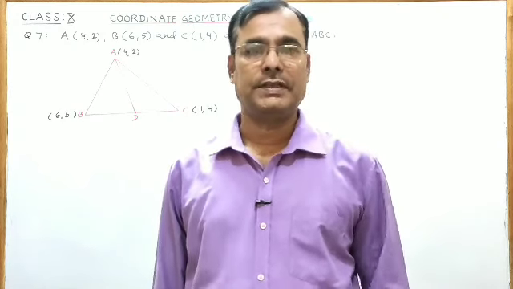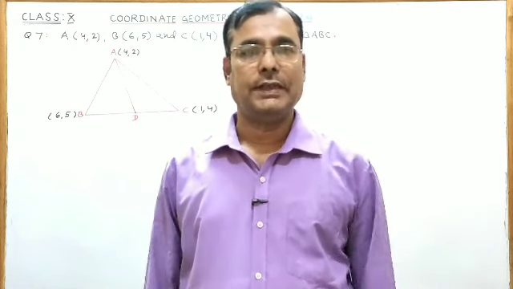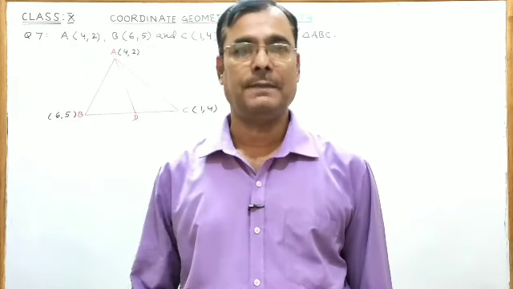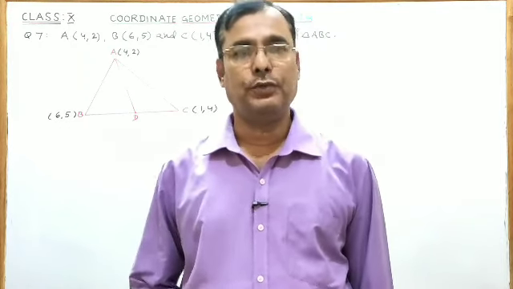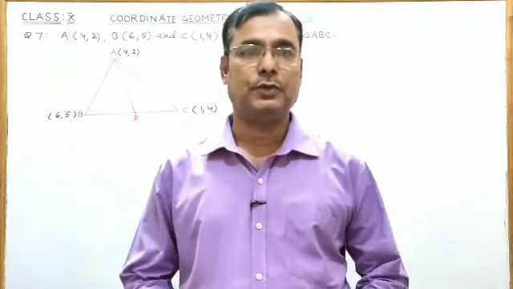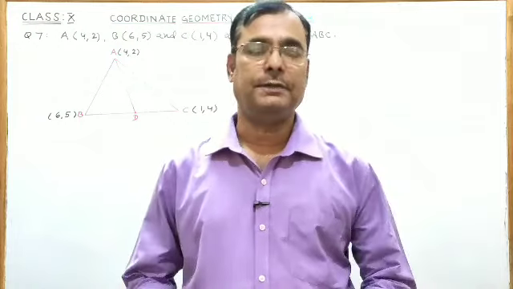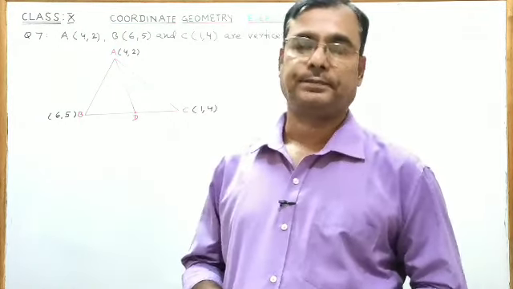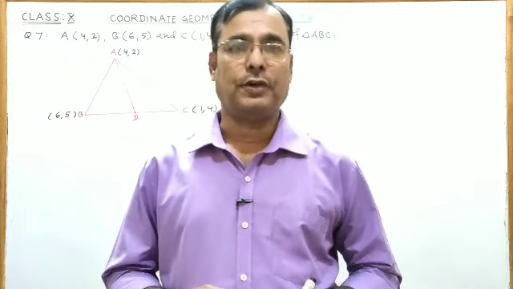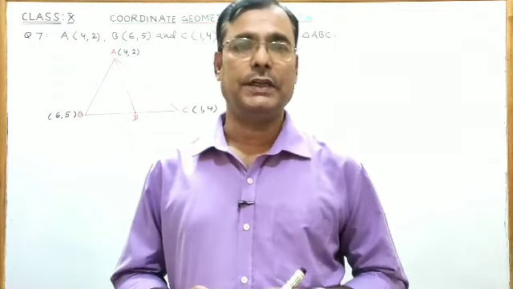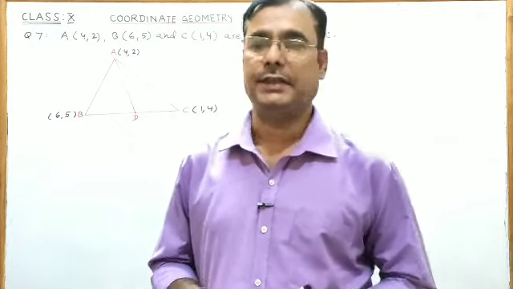7.4 question number 7. Let A(4, 2), B(6, 5) and C(1, 4) be the vertices of triangle ABC. Then 5 sub questions are asked in 5 different parts of this question. First part is: the median from A meets BC at a point D. Find the coordinates of the point D.